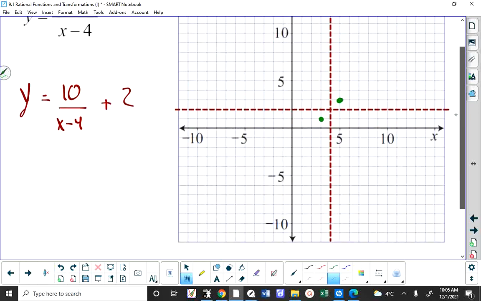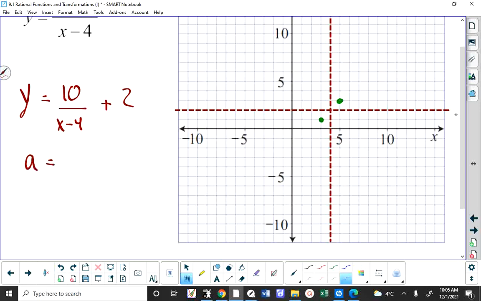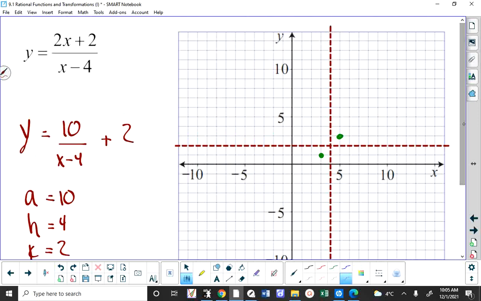But since a is 10, and I should have written this, a is equal to 10, h is equal to 4, k is equal to 2. Since a is 10, it's going to be 10 times further away. These points will each be 10 times further away from that horizontal asymptote. Which means if it's 1 away and it's at, I guess this is 3, it has to be 10 away, which would be at 12. So you really have to think here carefully. You could count the squares, and I would actually be more comfortable counting the squares.